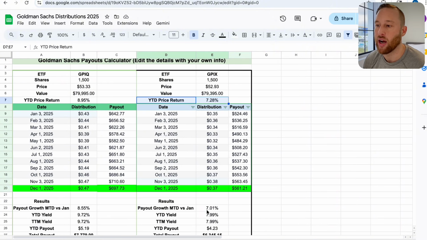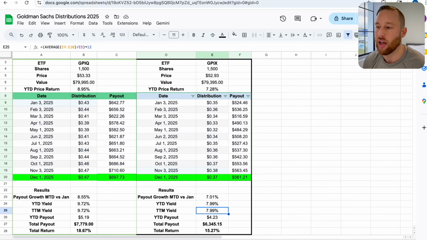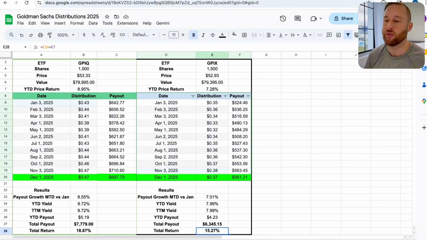All right. And so they've also grown their payouts since January, right? 37 cents versus 35 cents. So that's a 7% growth since January. Their trailing 12-month yield is 8%. Their total return is going to be 15%, assuming we add 7% plus the year-to-date yield of 8%. It's about a 15.27% total return for the S&P 500 covered call structure with GPIX from Goldman Sachs.